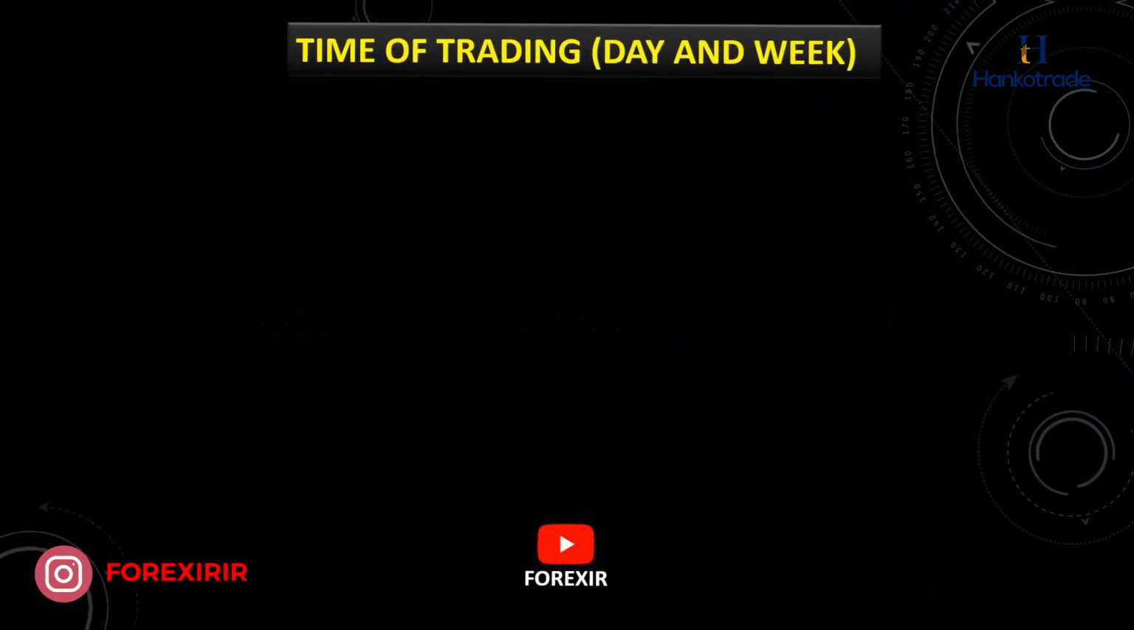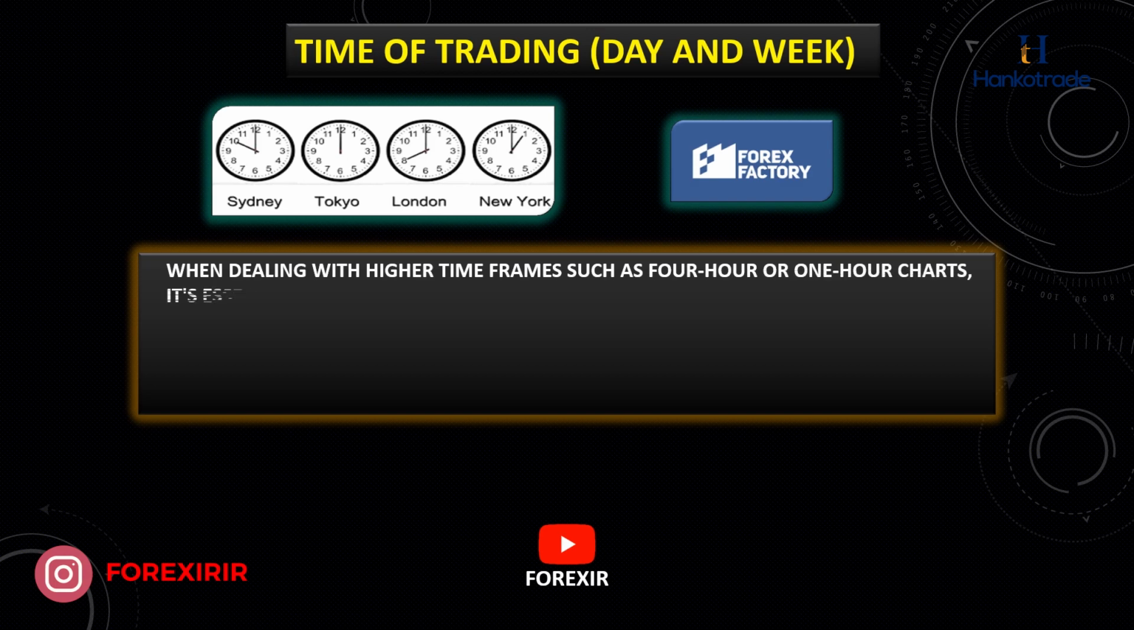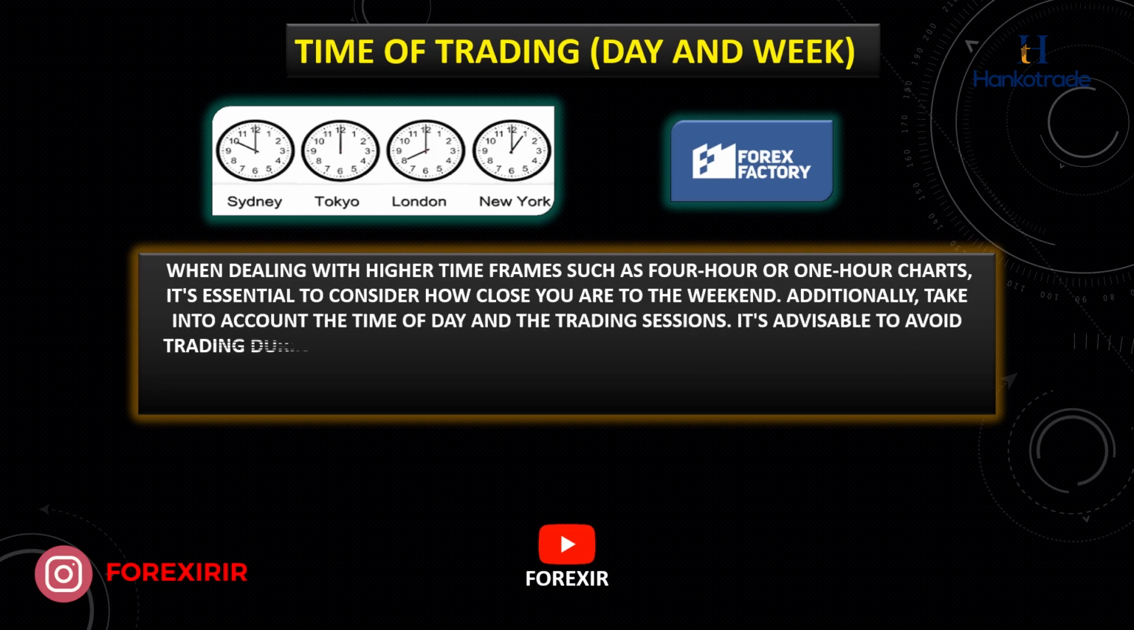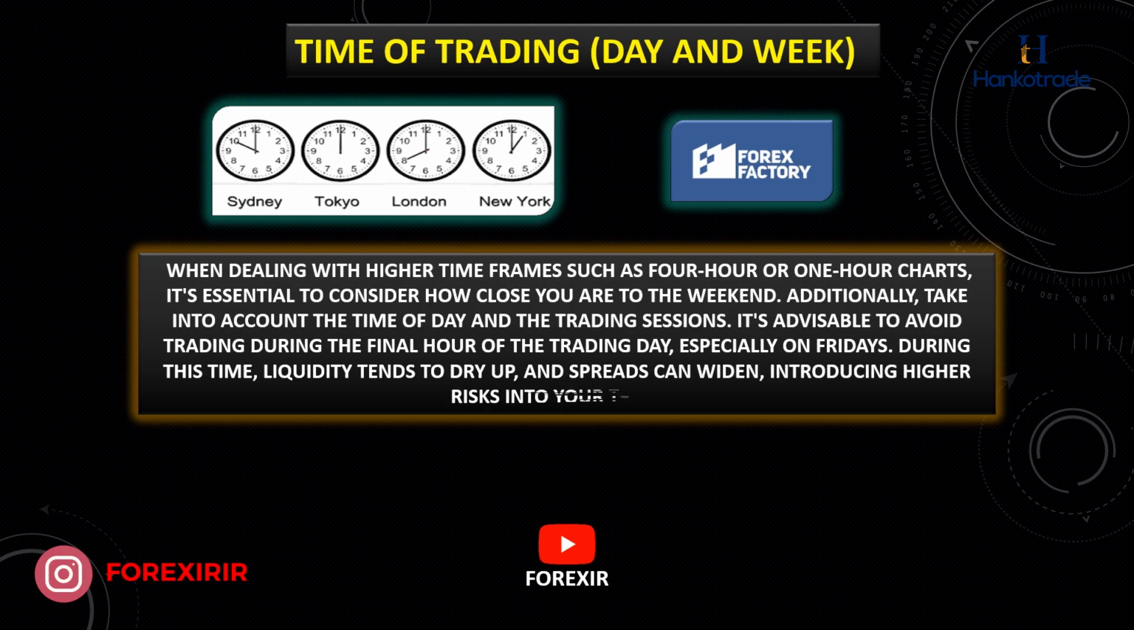Now let's delve into the next confluence criteria, the time of day and week. When dealing with higher time frames such as 4-hour or 1-hour charts, it's essential to consider how close you are to the weekend. Additionally, take into account the time of day and the trading sessions. It's advisable to avoid trading during the final hour of the trading day, especially on Fridays. During this time, liquidity tends to dry up and spreads can widen, introducing higher risks into your trades.